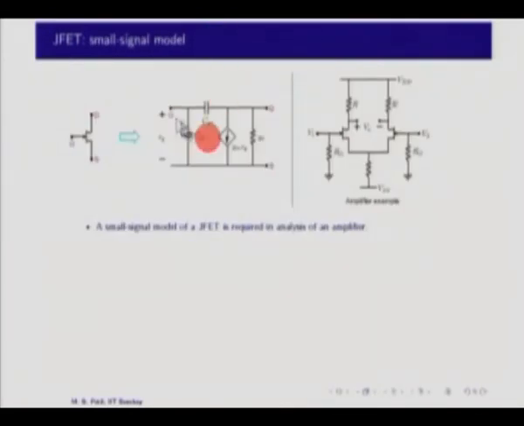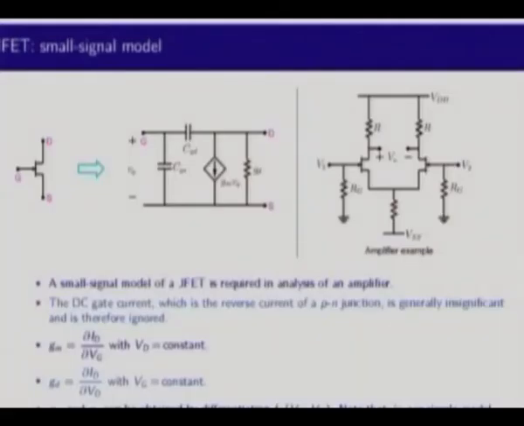Okay, very important to also talk about the small signal model, because if you are talking about an amplifier example like this, then it's important to know what the gain of this amplifier is, and that is where we need a small signal model. A small signal model is required in analyzing an amplifier, its gain or even frequency response.